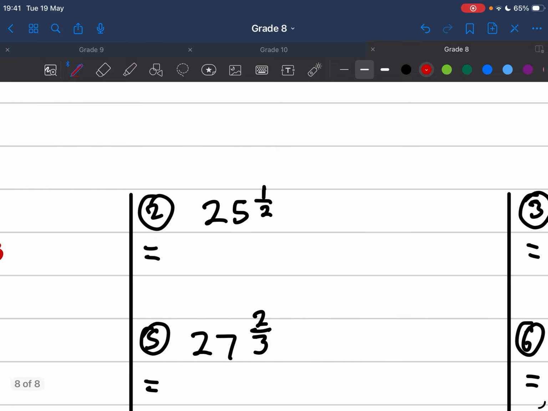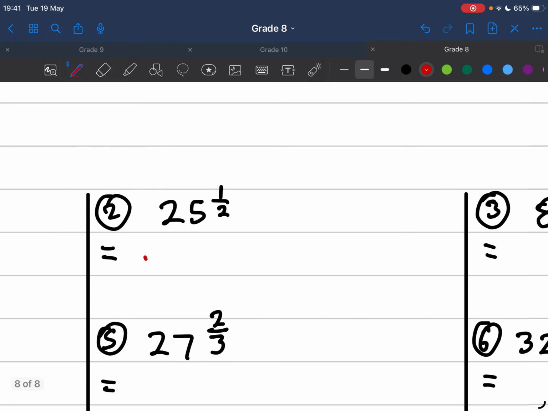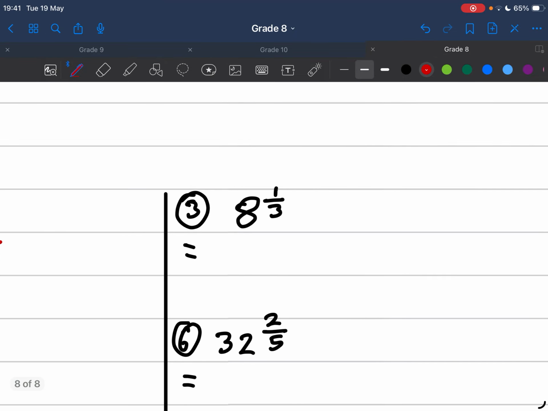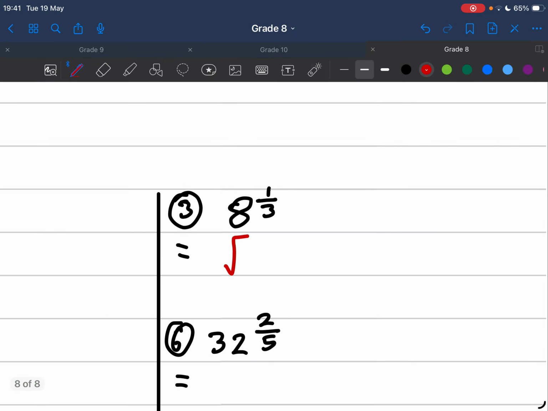Okay, let's see if we got that right. We're going to put a root sign, and we're going to put our base. Now this 1 goes here, and this 2 goes there. So this is the square root of 25, which is just 5. We're going to start with the third again. Put our base here, the 1 over here, and the 3 over there. So that's just the cube root of 8, which is 2.